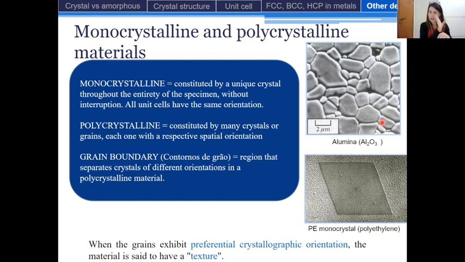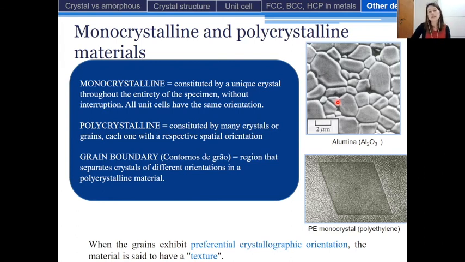So if the first one has one orientation in that way, so we have the construction of the unit cell, translation along this direction. In the second one, we will have a different direction, okay? So this alumina, for example, we will say that it is polycrystalline, and visually we see this as different grains, okay? Different blocks that we call grains.